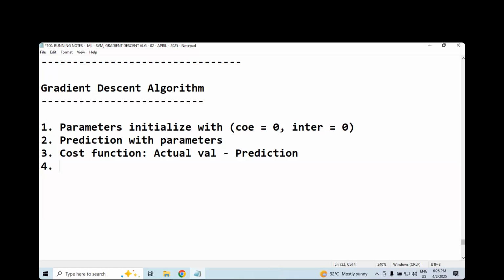Now the gradient descent algorithm takes the data and initializes the parameters. Initially, it will start from 0, 0. Let us assign the coefficient value as 0 and the intercept value as 0. Then the gradient descent algorithm provides this information to the model. Then the model takes those parameters and does the prediction. Now the prediction result will pass to the cost function.